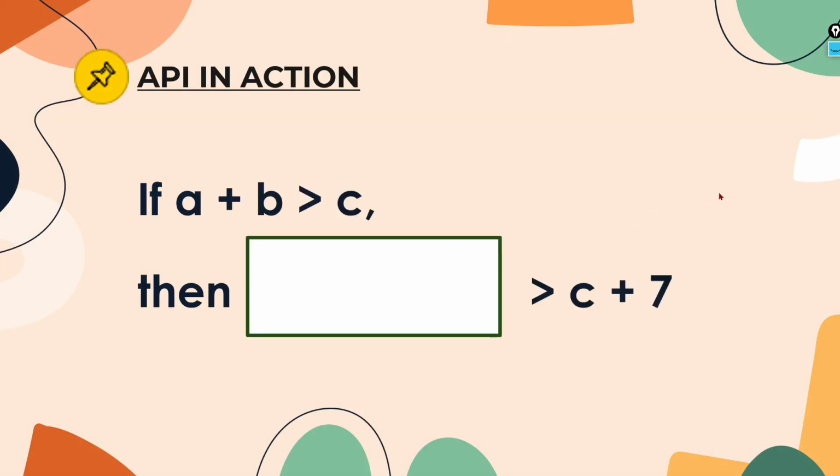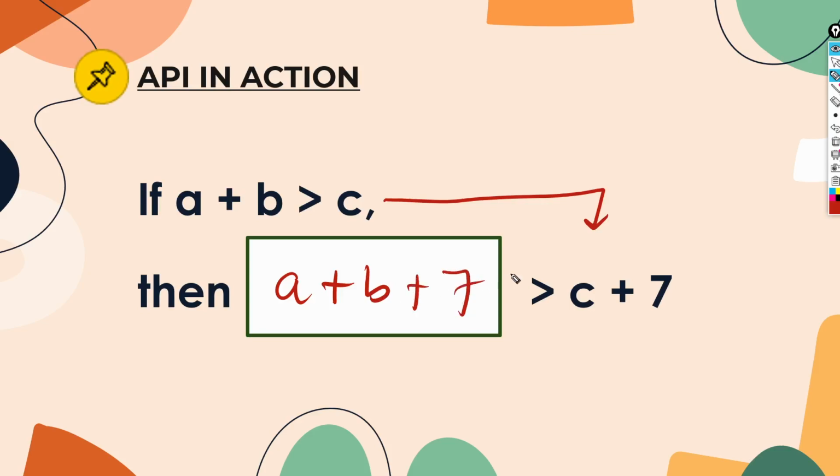Ito, if A plus B is greater than C, then blank is greater than C plus 7. Pause muna and then hit play if you have an answer. Right, may sagot ka na dapat. Paano ba nagbago from the first inequality to the second? Look, si C sa right side ng inequality, diba? Naging C plus 7. So it seemed like I added 7 to both sides. Diba? And that's allowed by API. So, the left side should be A plus B plus 7.